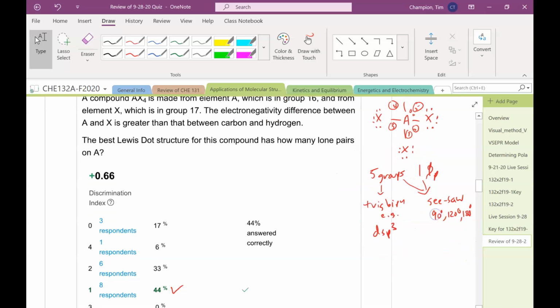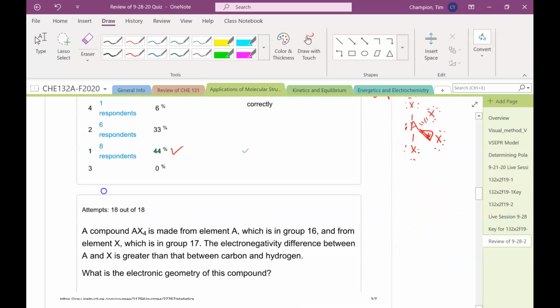And that structure is going to look something like this. I'll have an X up and an X down, an X going behind the page with the dashes, an X with a wedge coming out of the page, and a lone pair on the A. The X's all have 3 lone pairs on them, like so, and that's called the seesaw structure. If you turn it sideways, you can see it looks a bit like a seesaw.